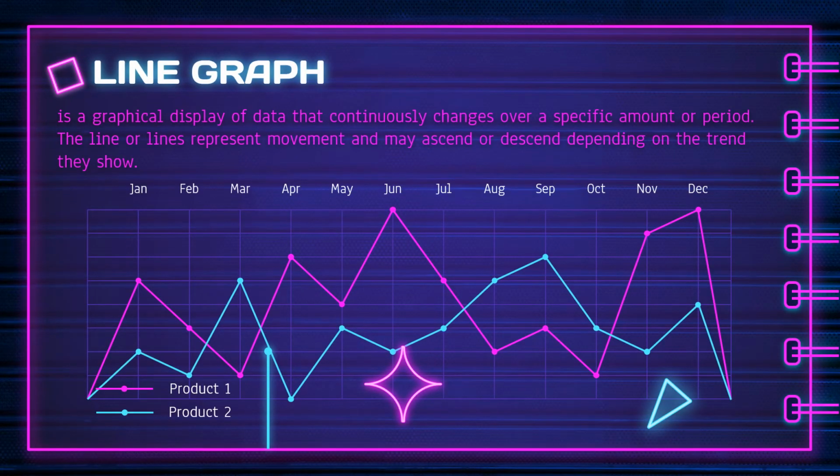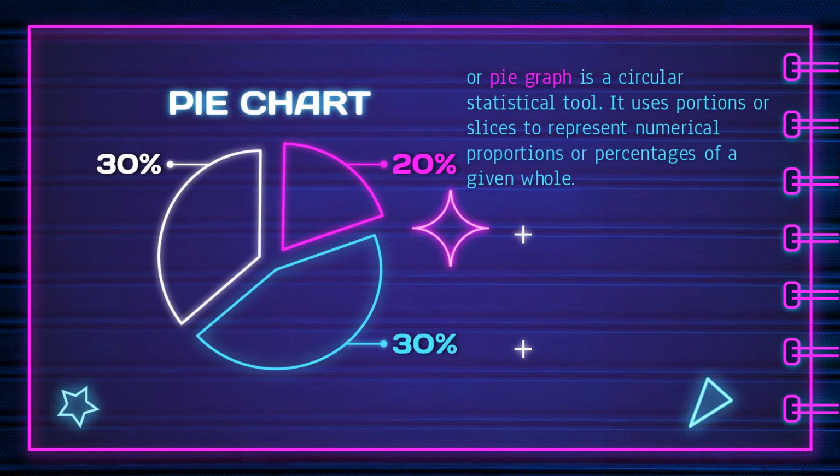Line graph is a graphical display of data that continuously changes over a specific amount or period. This line or lines represent movements and may ascend or descend depending on the trend they show. Pie chart or pie graph is a circular statistical tool. It uses portions or slices to represent numerical proportions or percentages of a given whole.